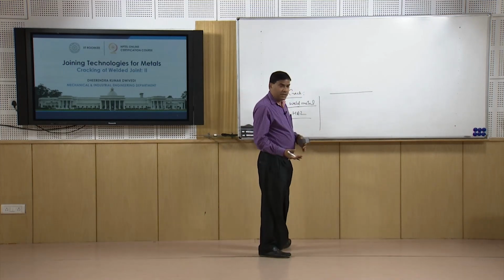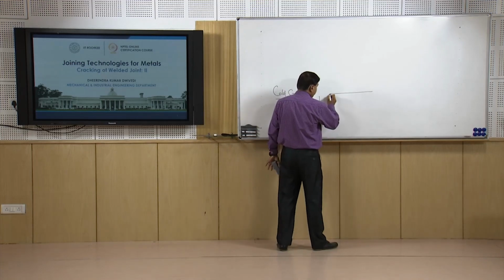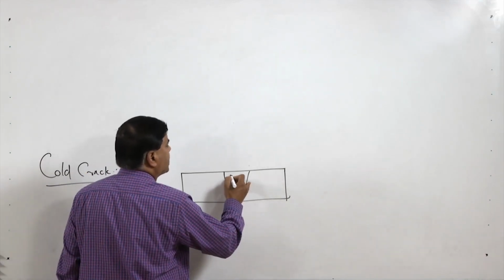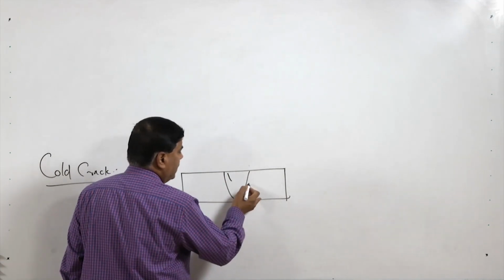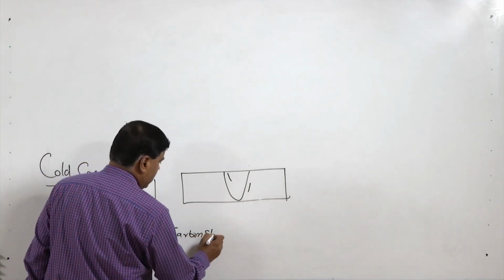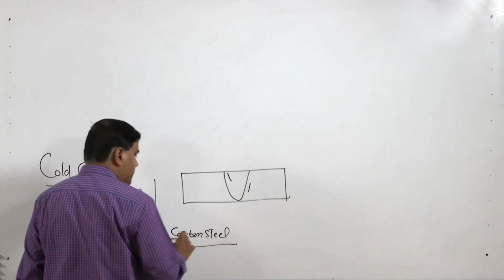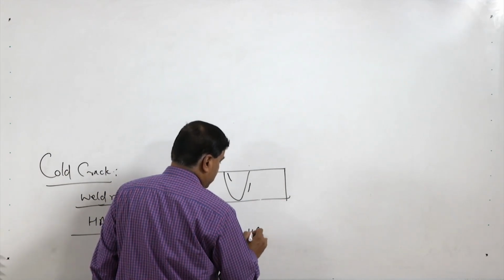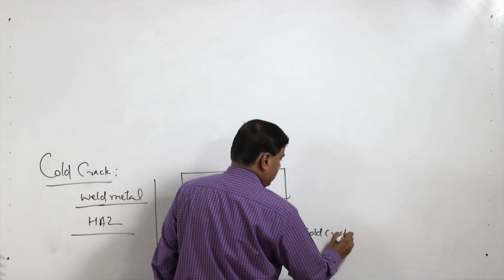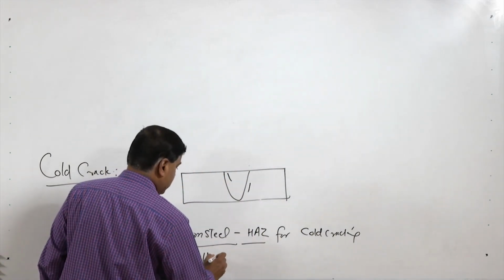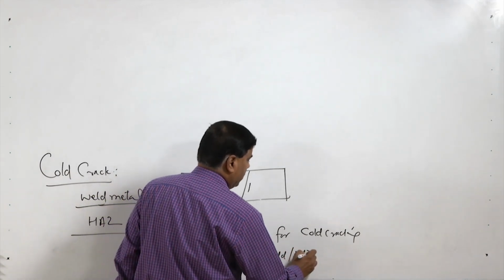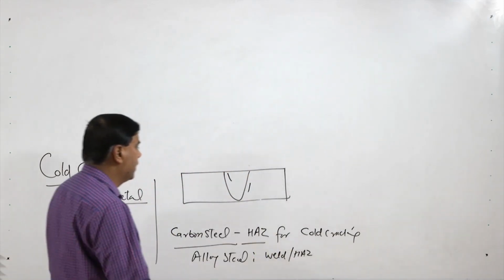Coming to the kind of metal systems which are sensitive to such kind of cracking, if you see, say, this is the weld joint of the steel. The cracks may occur in the weld or in the heat affected zone. So, the carbon steels whose hardenability is limited, meaning not that high, their HAZ is found sensitive for cold cracking, while in case of the alloy steels having high hardenability, the weld as well as HAZ both show cracking tendency for cold cracking.